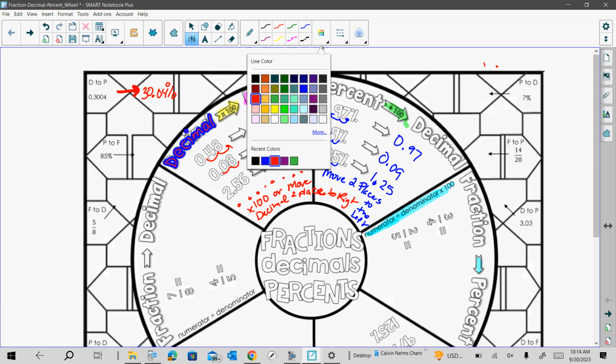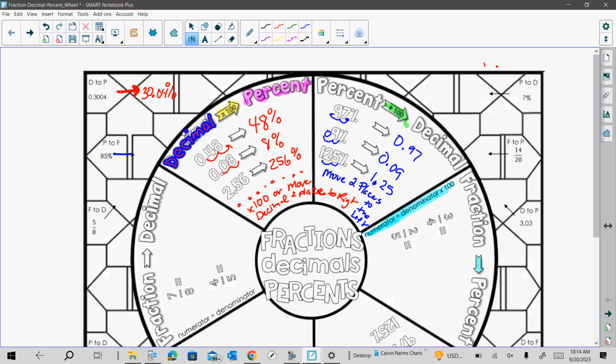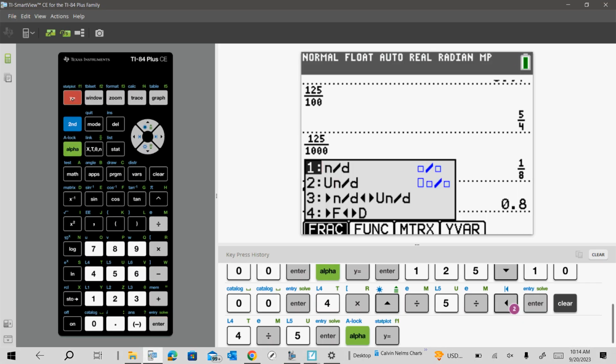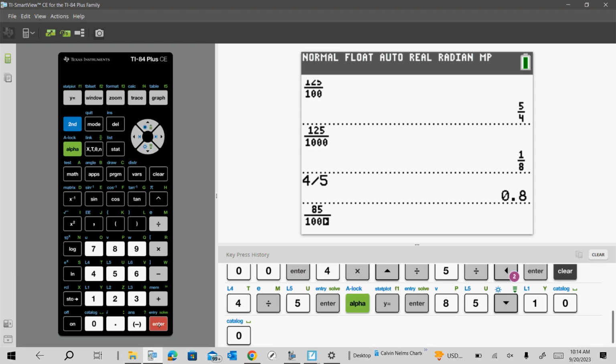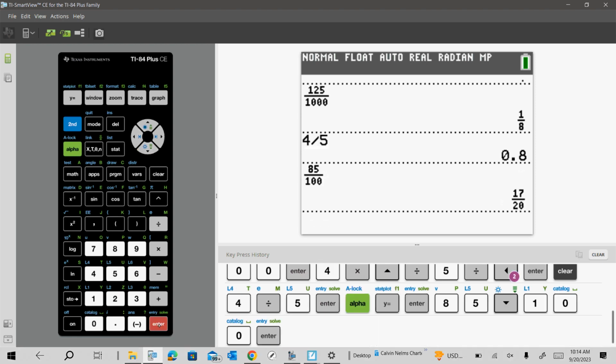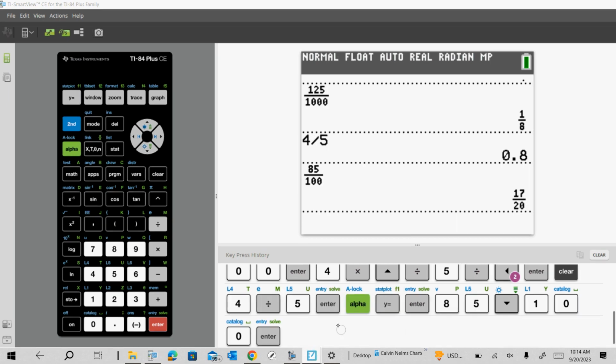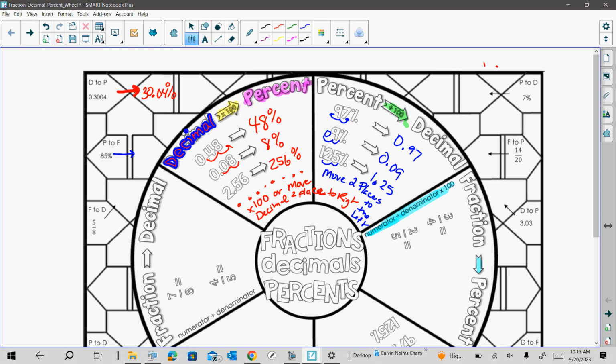Everywhere you see these arrows, like this one right here, 85%, they want that as a fraction. So to do the fraction, we take the percent and put it over 100. On this one, it's 100. So I can do alpha y equals, enter, 85 is on top, 100 is on bottom. That reduces to 17 over 20. So look, guys, I'm checking your wheel, but I'm also checking that you have the right answers next to the problems.